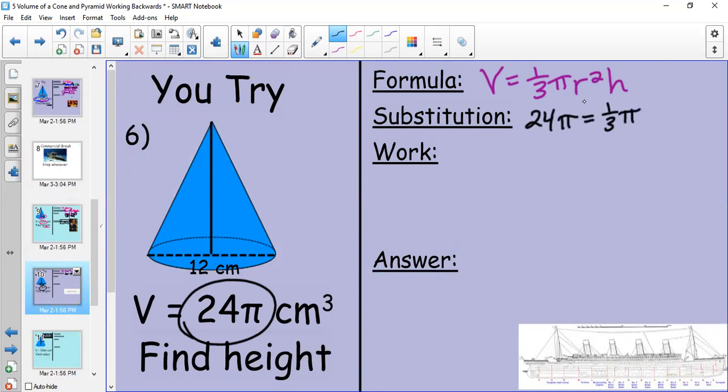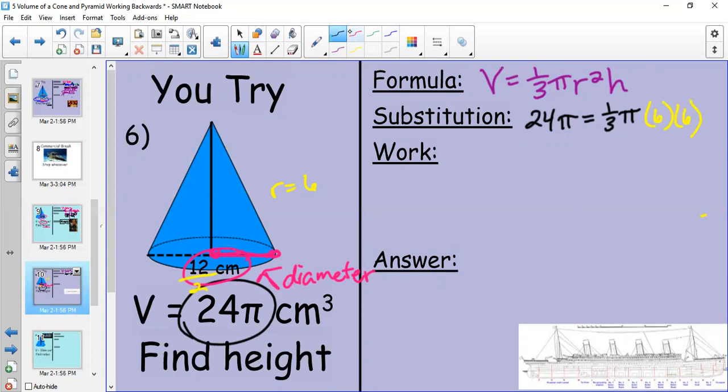The radius. All right, this is where it differs a little bit from the last time. So this time we were given the diameter. Remember, diameter goes all the way across the circle. And we don't want the diameter, we want the radius. Radius goes from center to rim. And to go from the diameter to the radius, we have to divide that diameter by 2 to get a radius of 6. So up here, I'm going to plug in 6 times 6, or 6 squared.